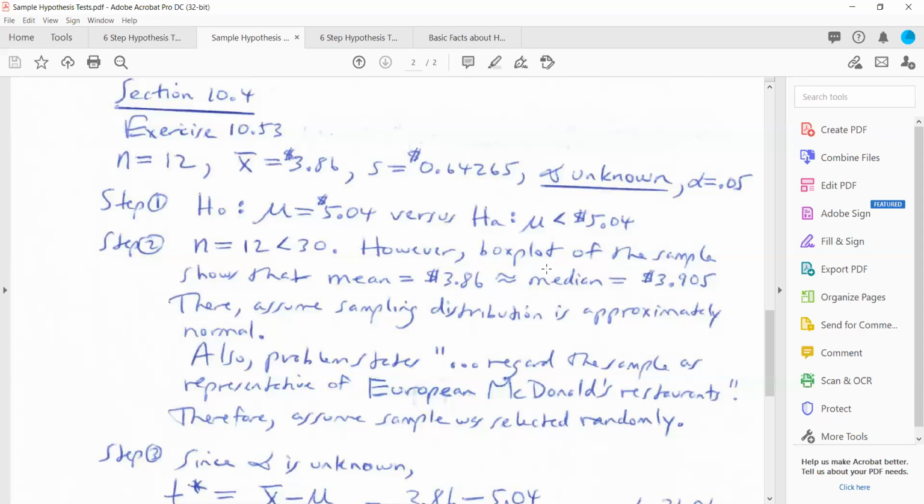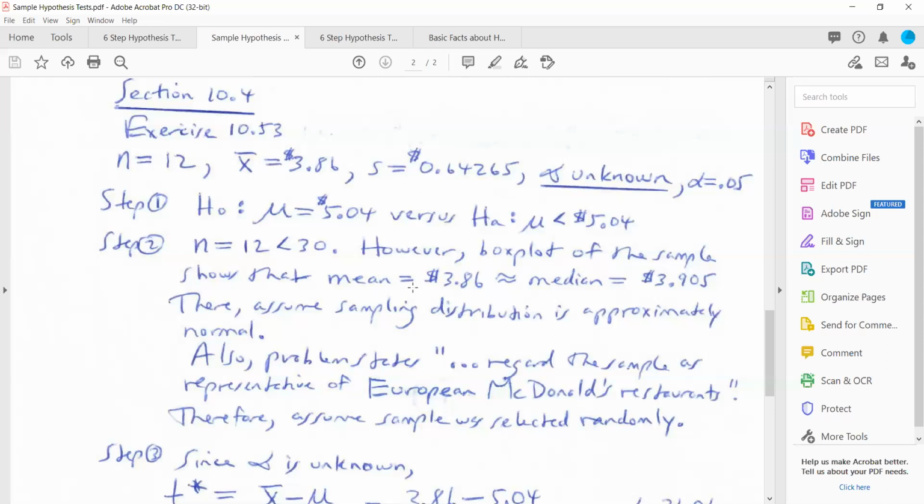Well, the book suggests something like this, and I don't expect you to do this or write this down because it'll be clear in the test itself which way you're going to go. But in this case, I'm doing a box plot of the sample. You remember how to do box plots. If you put the numbers into the calculator, you can do a box plot.